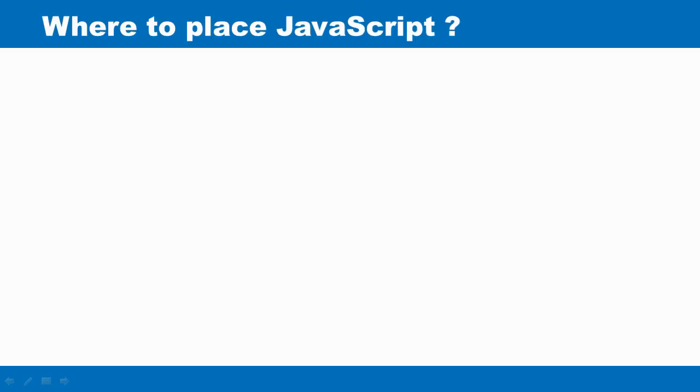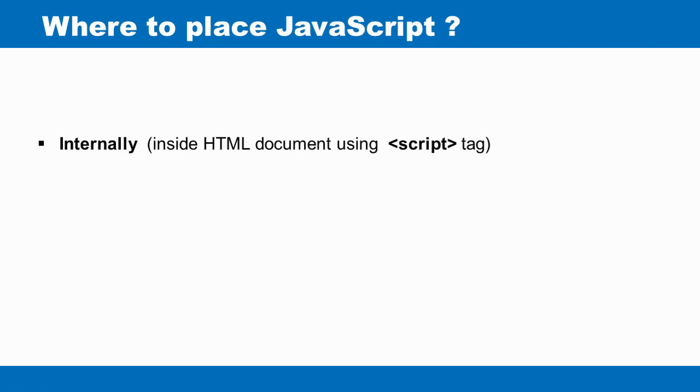There are two main places you can place JavaScript. Internally, that means inside the HTML document. So when you are adding JavaScript internally, you have to use a script tag or script element to add JavaScript to an HTML document internally.